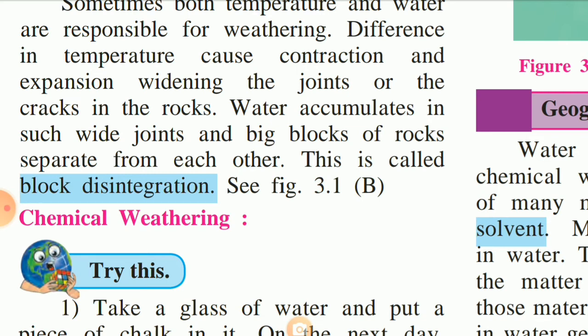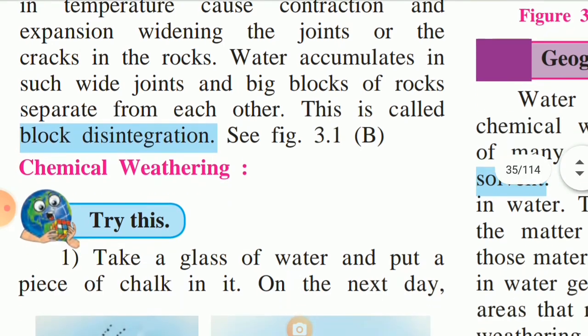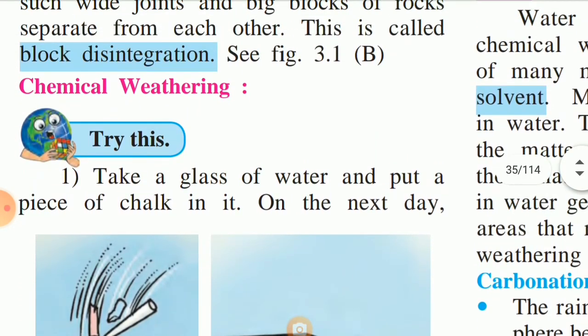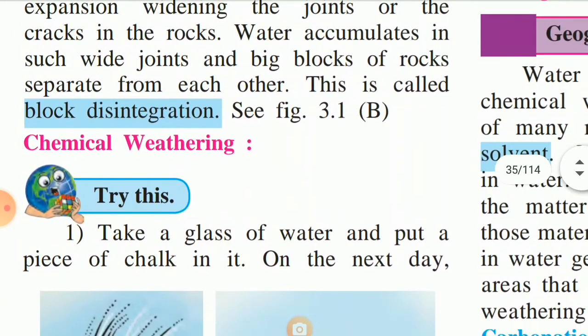So here the cracks are there, and water goes in this crack, and because of this water the cracks are widened, and a large chunk of the mountain falls down. This is called block disintegration. So we can have a look at block disintegration in figure 3.1B.